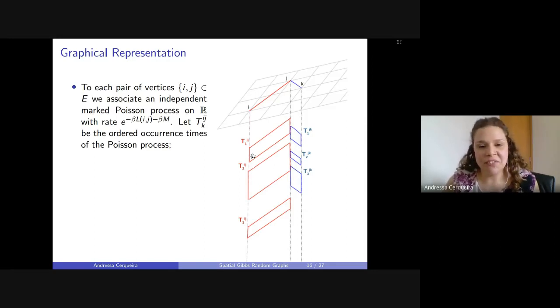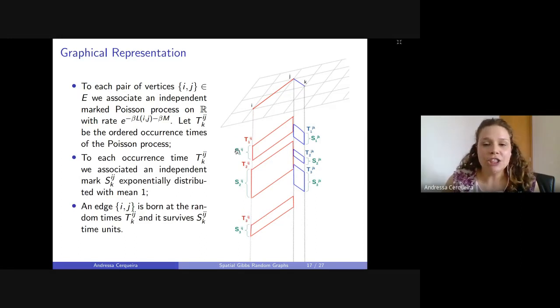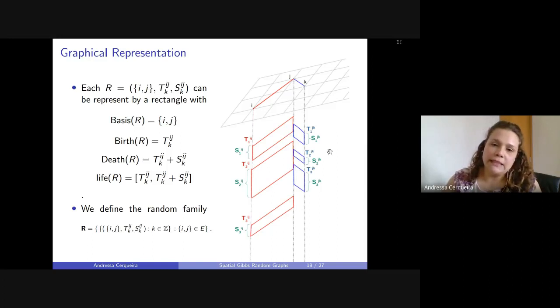Here it's not very intuitive because I'm thinking that 0 is here, and I'm going positive like this, not going up. I don't know why I constructed it this way, but just to explain, this is time 0, and positive is going down. Okay, so for each time that the edge tries to be born, I will associate how long it will survive in the graph. To do that, I will define an independent exponential random variable with mean 1, because if you remember, we are removing edges in the graph at rate 1. So these exponential random variables describe how long each edge survives. From this idea, we can have this representation of this process using rectangles.